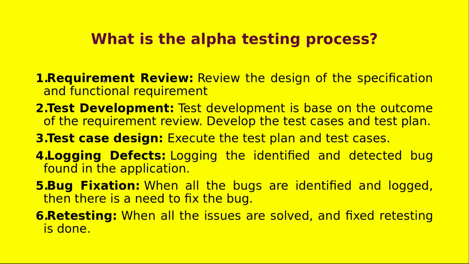Okay, so these are the steps for alpha testing. First, requirement review. The requirements collected from the user will be reviewed. Test development means we prepare the test plan and design the test cases. Logging defects: the identified and detected bugs found in the application are logged. Bug fixation: when all the bugs are identified and logged, there is a need to fix them. Retesting is done when all the issues are fixed.